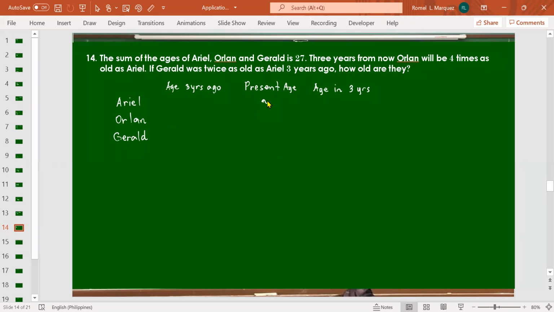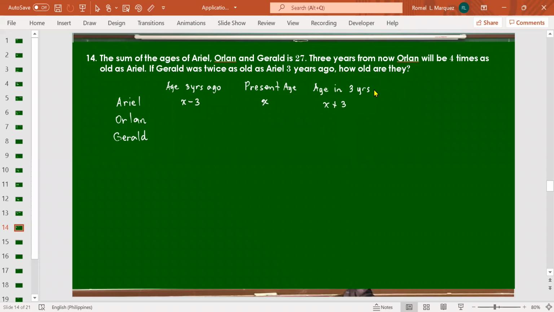Yes, no? X to X. If X is Ariel's age, what was Ariel's age 3 years ago? X minus 3. What about his age in 3 years? He will be X plus 3. Okay, guys? 3 years ago, 3 years from now.